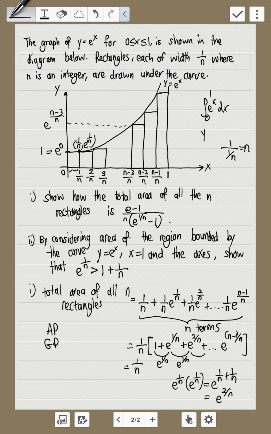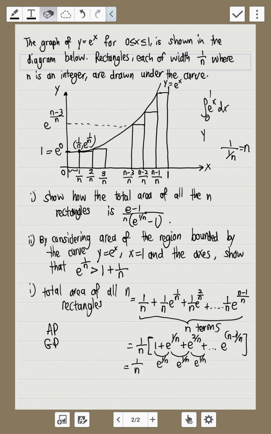Therefore the common ratio between this and this is e^(1/n), and we can say the same for the rest. To the third term, this would be 3 over n. If I multiply e^(1/n) to e^(2/n), what I get is e^(1/n + 2/n), so I will get e^(3/n) by the power laws. So that means this is a geometric progression in which every consecutive term in the series is obtained by multiplying a common ratio to the previous term. In this case, the common ratio is e to the power of 1 over n.